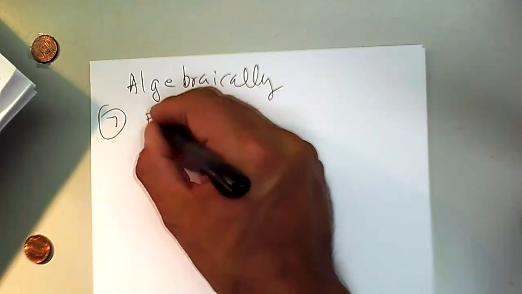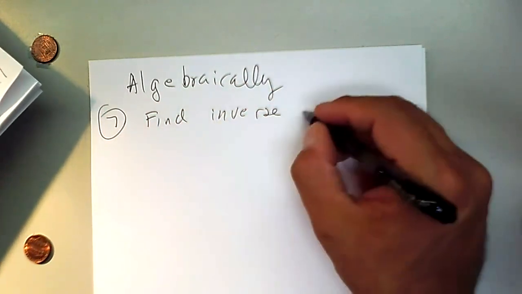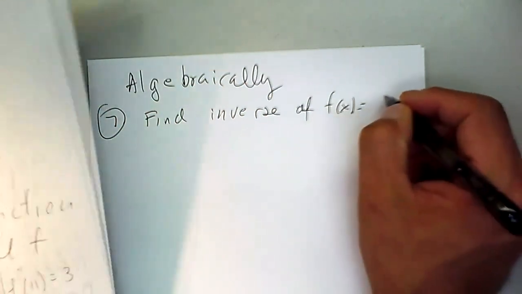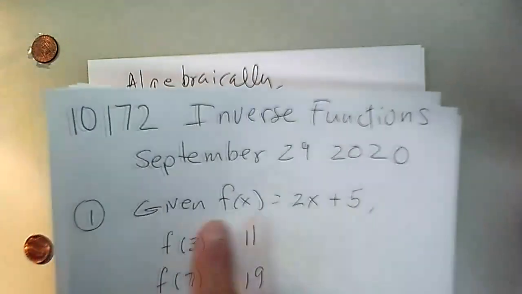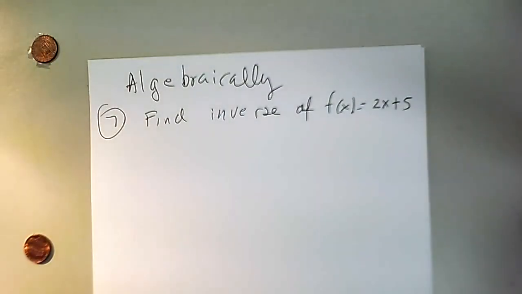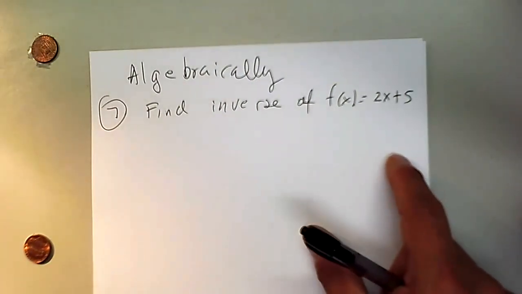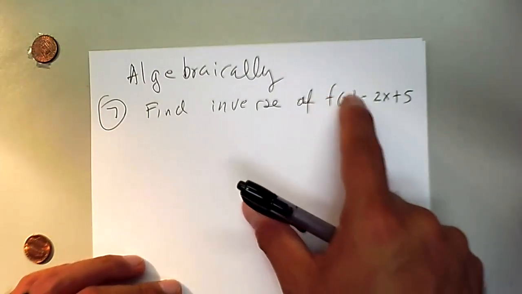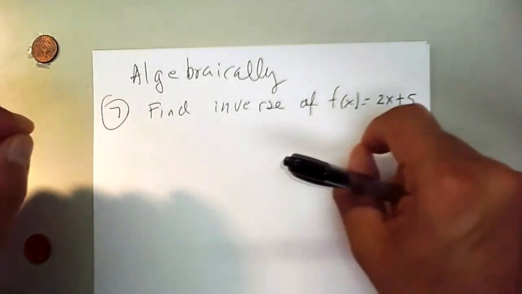So find the inverse, and by find we mean find the formula, find the inverse of f of x equals 2x plus 5. So it is the same example we started on this video with. Okay, so there is a series of steps we follow, an algorithm. The first thing I want to do is change this into a y, a single variable, because we're going to be manipulating that variable.